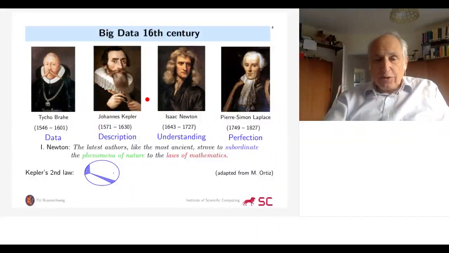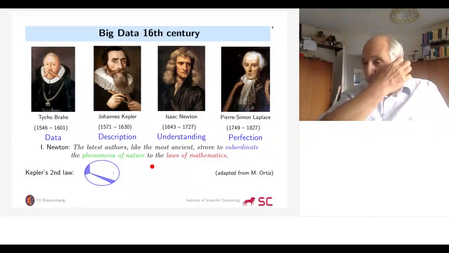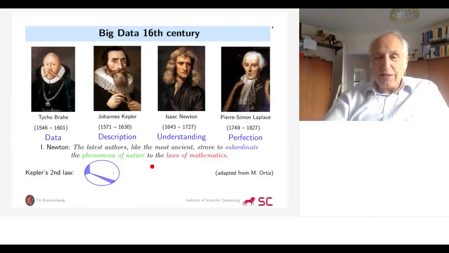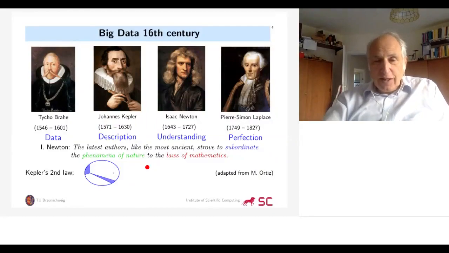Okay, good. So let me take an example from a long time ago to show you the difference between just looking at the data and building a model for that, and having a computational model or a mathematical model of it, okay? And so we go back to the 16th century, the beginning of the 17th century, okay? And of course the question was how to describe the solar system, okay?